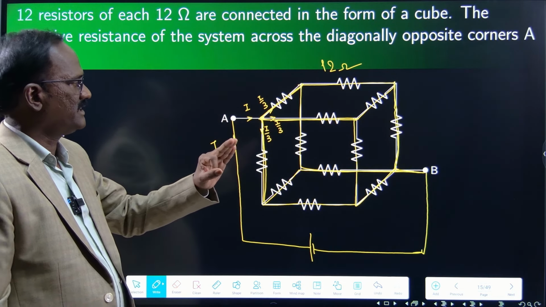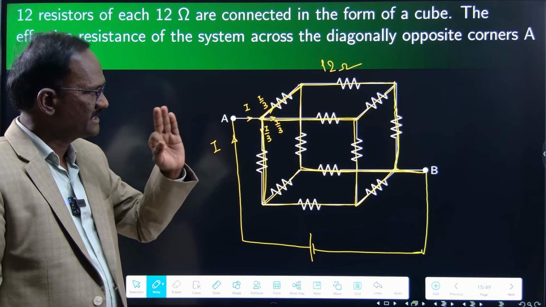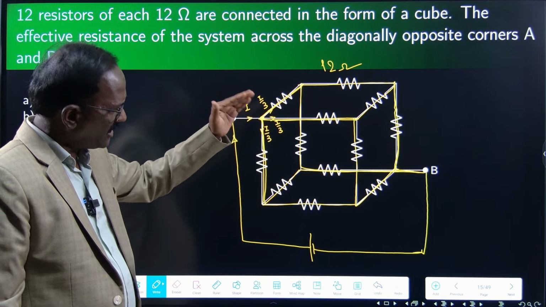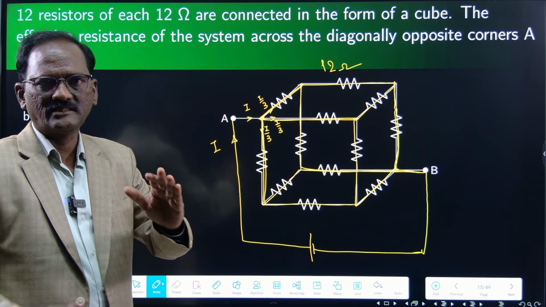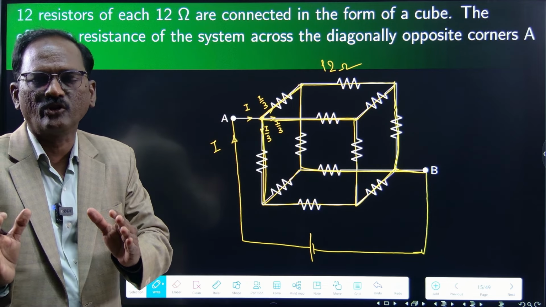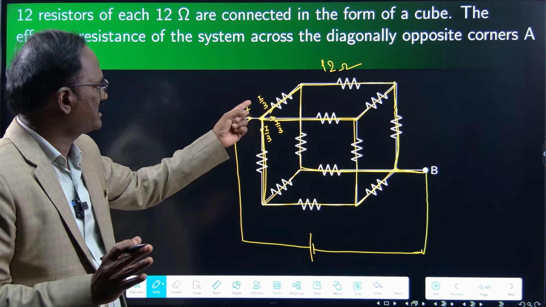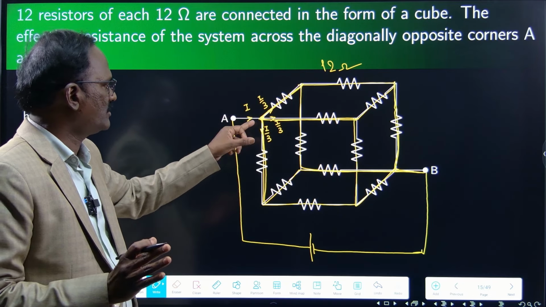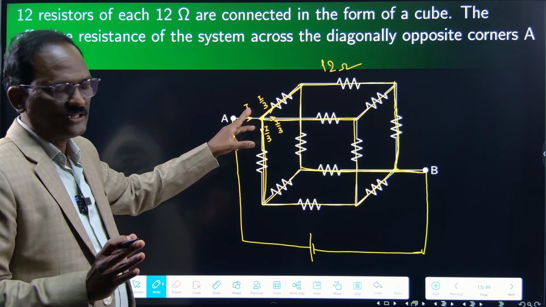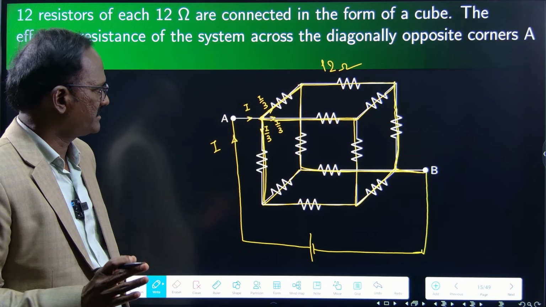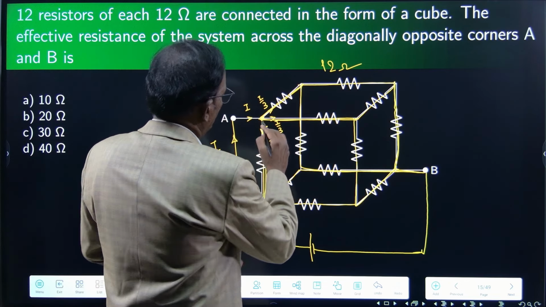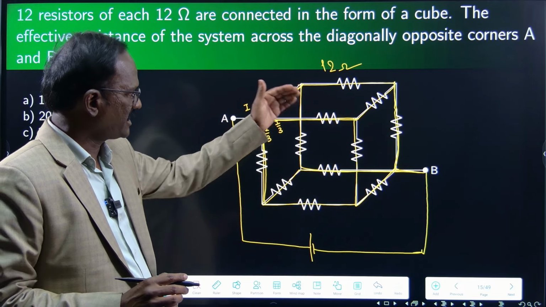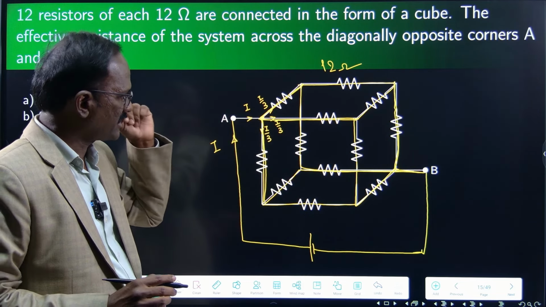The tendency of current is that it always takes the shortest path. 3 resistors it has to cross, right? So in all the paths, only 3 resistors, an equal number of resistors, are going to be crossed by all the electrons. That is why I am dividing the entire current equally. I by 3, only 3 paths. I by 3, I by 3, I by 3, right? Then let us take only one path. There are a lot of paths; in fact, I think 6 paths are available.